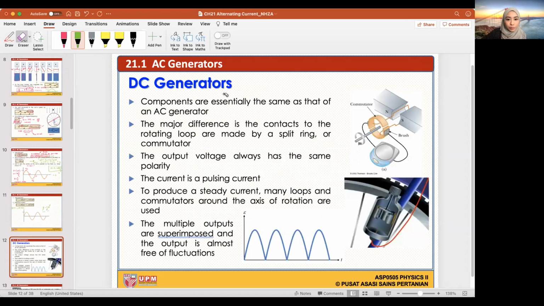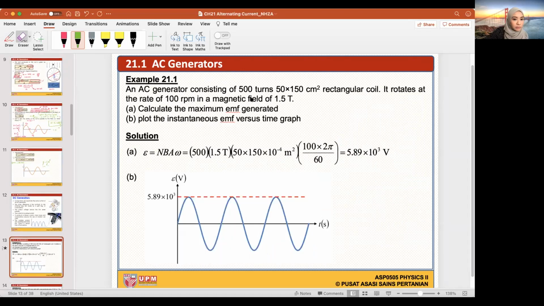Okay, so components. Oh, we don't want to talk about this one. Okay, let's continue with our example. So an AC generator consisting of 500 turns. So your N is equal to 500 turns, 50 times 150 centimeters squared. So that's your area. 50 divided by 100 times 150 divided by 100. You get this in meters squared.